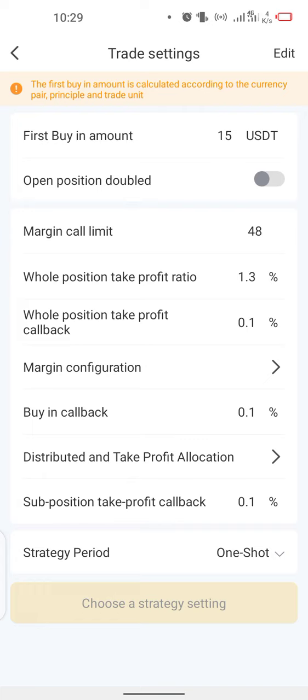There are so many important issues we need to look at. The first buying amount: the minimum first buying amount is $15. If you're a passive trader, you want to determine the first buying amount is 15. That never changes. It's the minimum, and you want to use the minimum to keep trading.